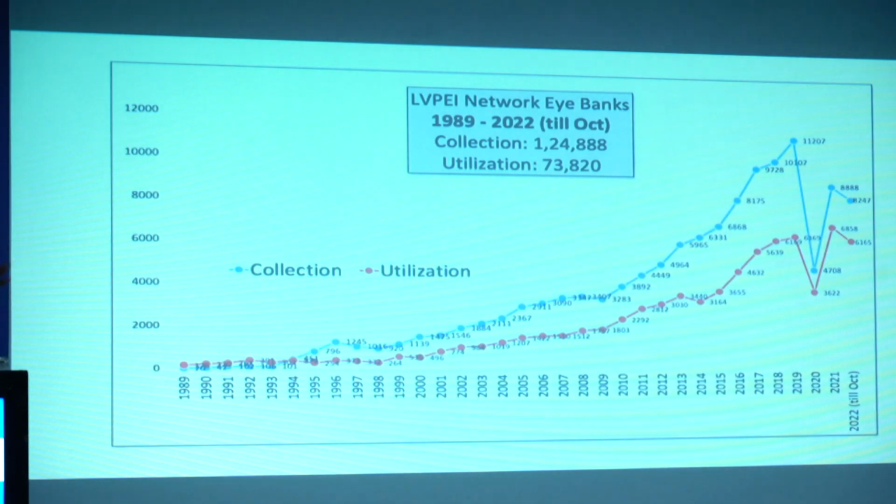Now, is this something that can be replicated? Is this something that we expect to happen in India as well? If you look at this graph, which is the number of tissues that we sourced in the LVP network, I think there was a brief dip during COVID, but this seems to be increasing as well.